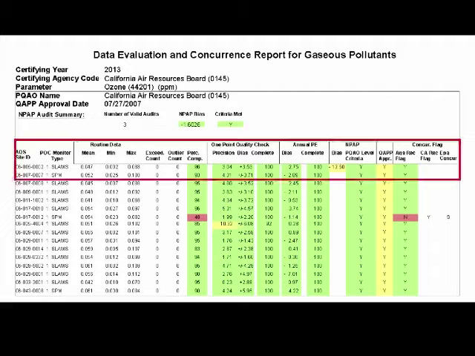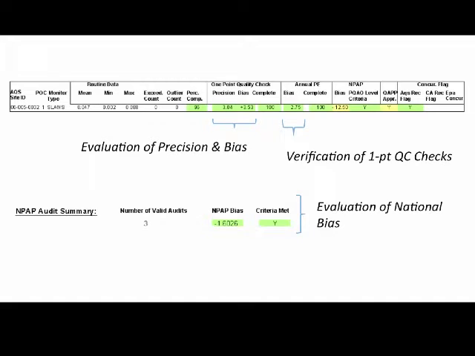We do the same thing for ozone. So we have site-specific information and we have a national summary. For the site-specific information, it's really an evaluation of the precision and bias and the verification of one-point QC checks, and again, an evaluation of the national bias. So for ozone, things are looking pretty good.